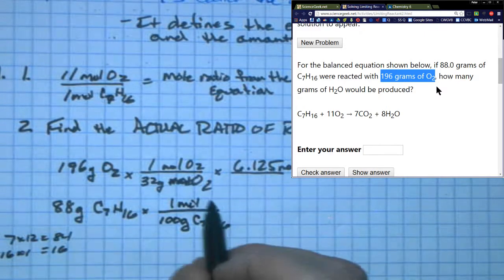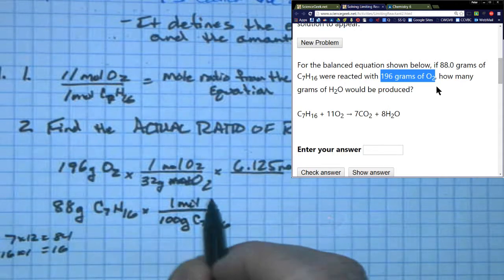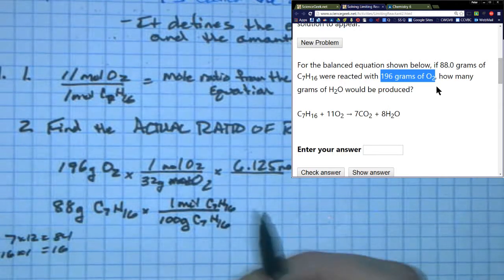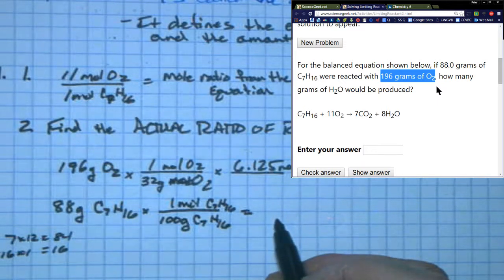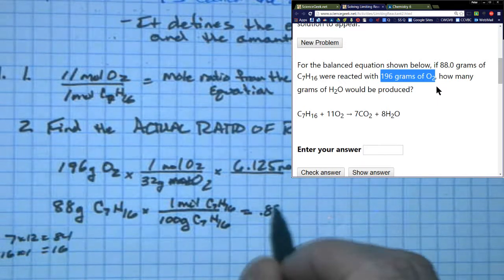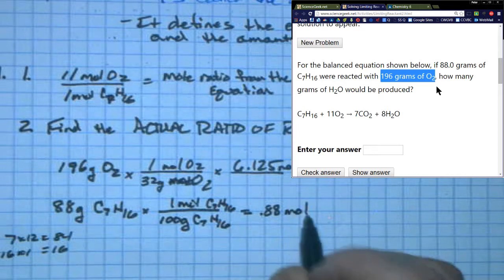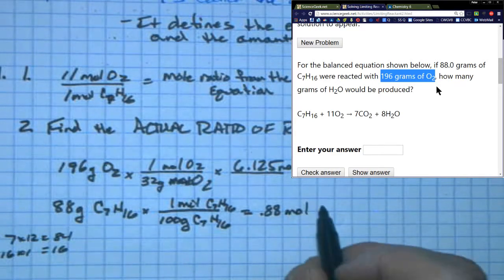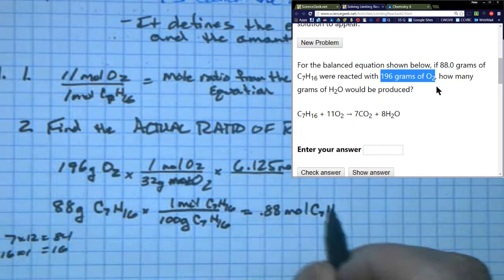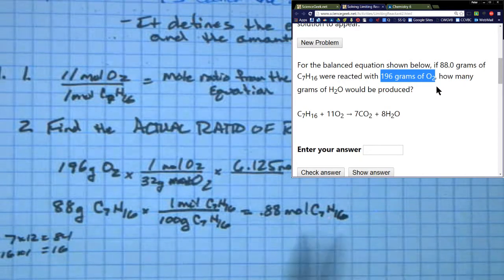Okay, that equals 1 mole of C7H16. Okay, this equals 0.88 mole, right? 88 divided by 100. So 0.88 mole of C7H16. Okay, we can't just go with this.